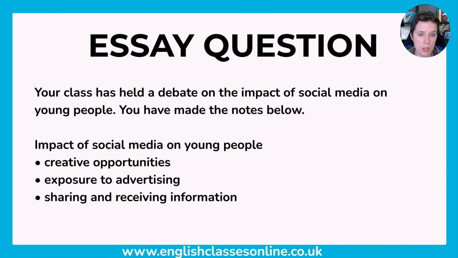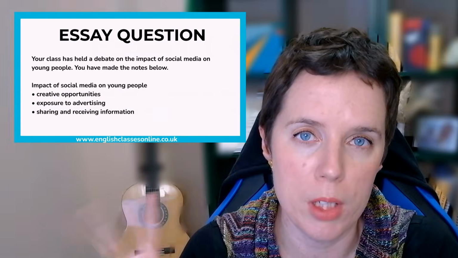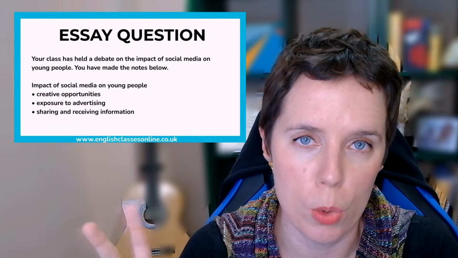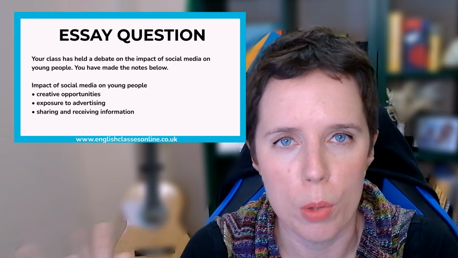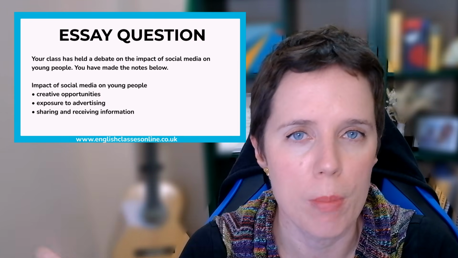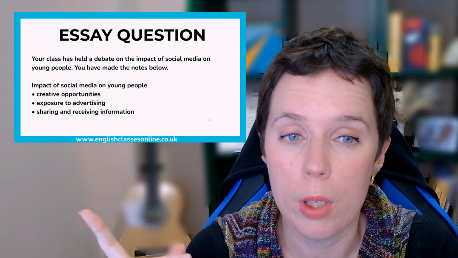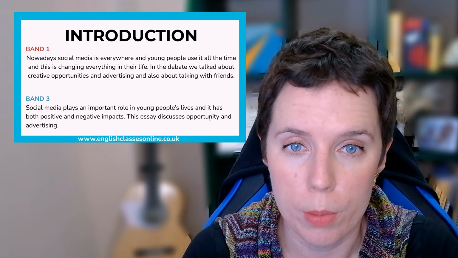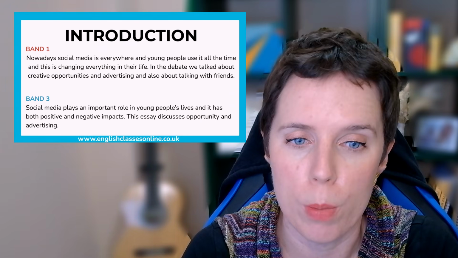So the essay question looks like this. Your class has held a debate on the impact of social media on young people, and you have made the notes below. So we've got impact of social media on young people: creative opportunities, exposure to advertising, and sharing and receiving information. Remember, we need to choose 2 of these points to write about. We only choose 2, and then normally we need to make a decision of either which is more important, which is more impactful, etc. So we're going to take a look at the introduction. We've got Band 1 and Band 3, and then I'll show you Band 5 as well.